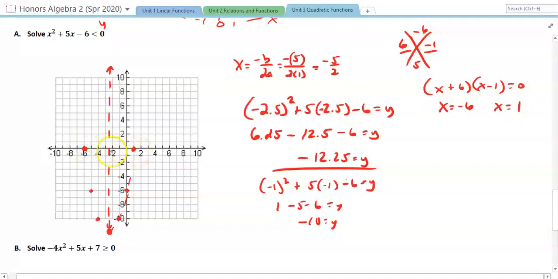And if we think about how far away these are, this is 3.5 to the right, and this is 3.5 to the left. And so my graph would continue up through those points on both sides, right?